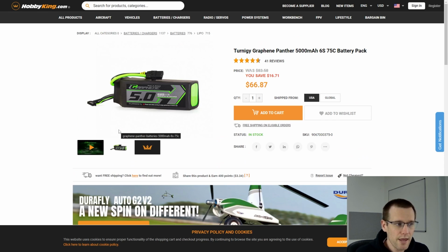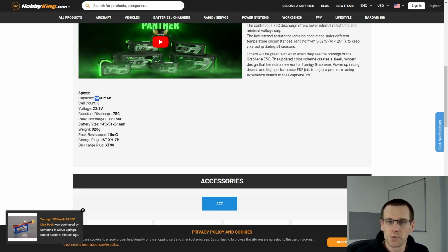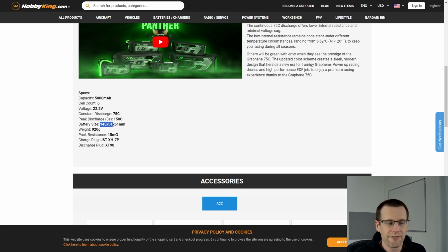So we take a look at this specific battery here. This is a 6S battery, so it's the same exact class when we look at the capacity as well as the size, a 145 by 51. The 61 is of course changing because we're adding a couple more of those cells in to form a 6-cell pack. Now, the pack resistance shows as 15 milliohms, which is kind of, again, not so good.